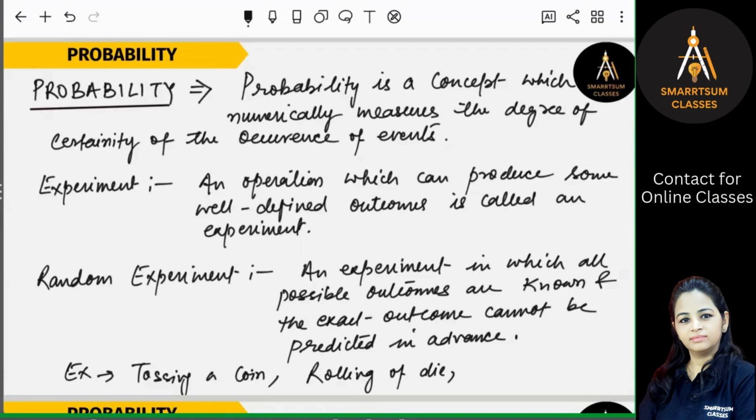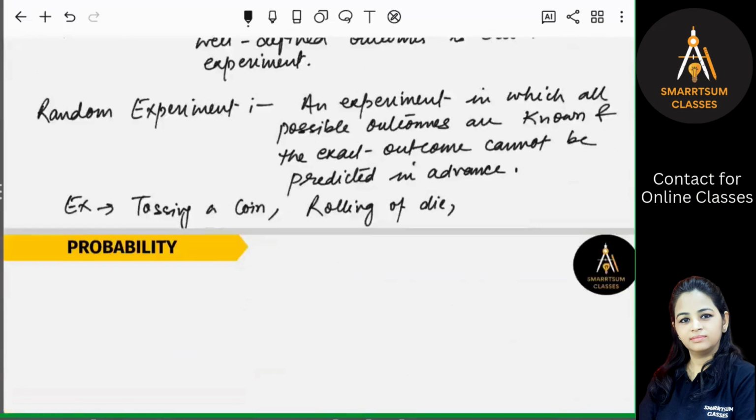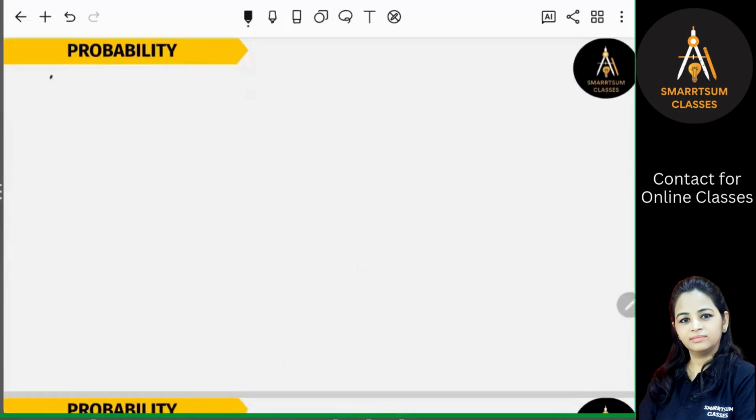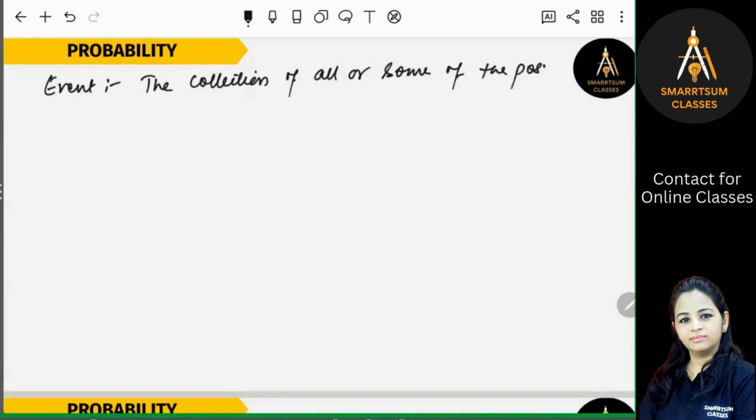Is that clear? Now, what is an event? The collection of all or some of the possible outcomes is called an event. So write down: the collection of all or some of the possible outcomes is called an event.